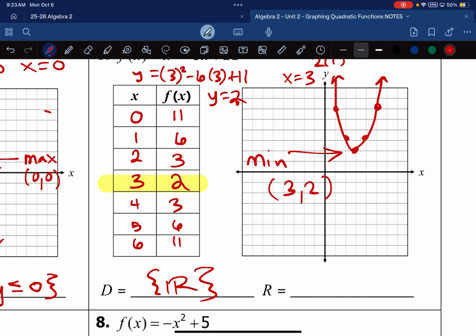All right, our range is limited by that minimum point. So you need to write y such that y, and because the y value is 2, and that's the lowest point it will be, it's that number and everything bigger, so y is greater than or equal to 2.